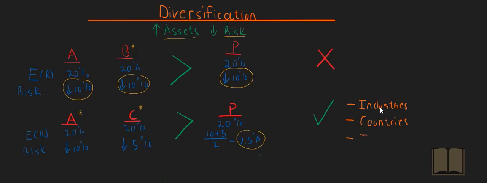You can diversify across different types of assets. Some assets or some companies do really well when the market is booming, and other assets do really well when the market is not booming, when the market is in a recession. But ultimately, the key takeaway is that you want to add assets to your portfolio which display different properties from the assets that you currently have in your portfolio. In that way, you'll be able to reduce the risk.